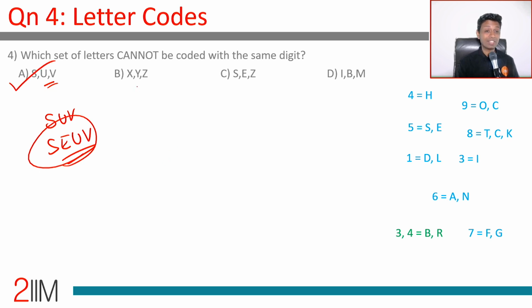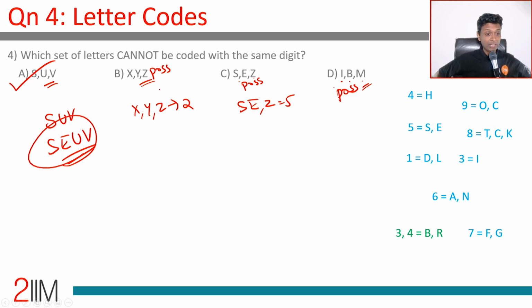I want to think about whether these are possible. X, Y, Z. We've not allotted 2 to anything. X, Y, Z can all be 2. S, E, Z, that is possible. S and E are already 5. Z could also be 5. I, B, M. I is 3. B could be 3. M could be made to be 3. This is also possible. So these 3 are possible. The first one is not possible because S and E are already 5. We cannot have U and V also to be 5. There will become 4 letters for 5 and that doesn't work.